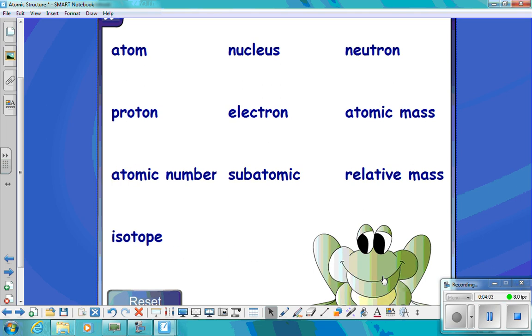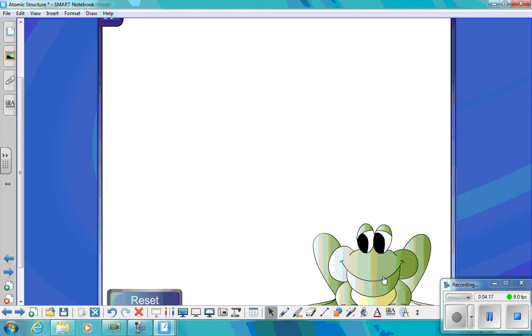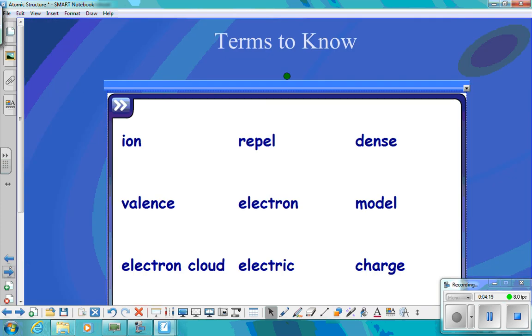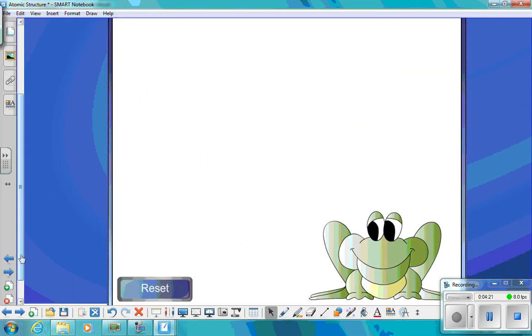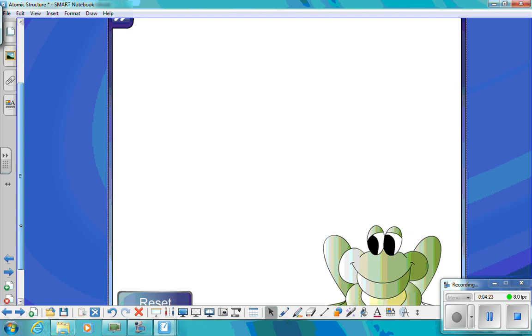Isotope. An isotope is a type of atom where the number of neutrons has changed, so that the mass has also changed. Let's talk about some more words.